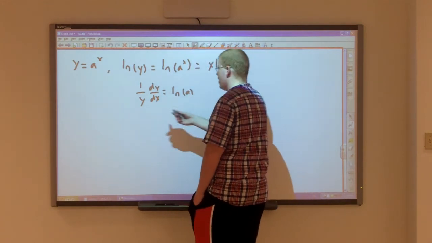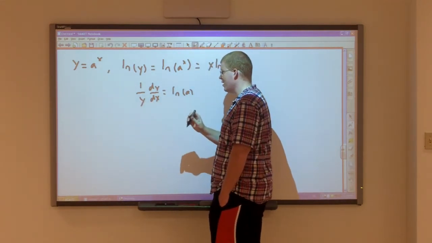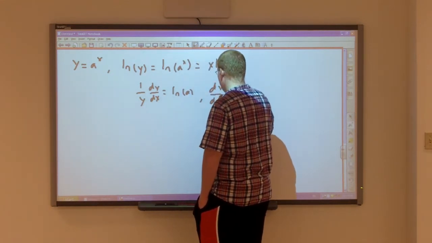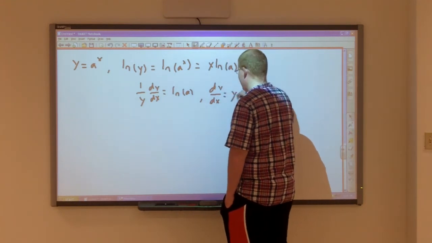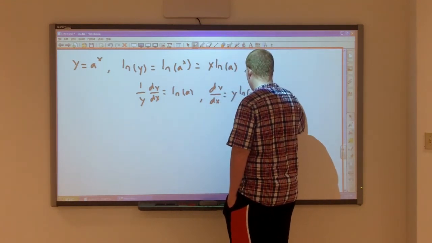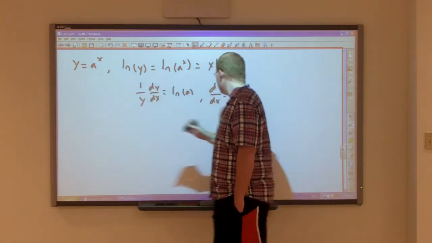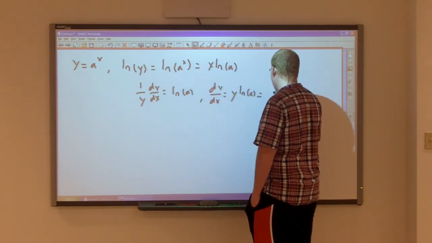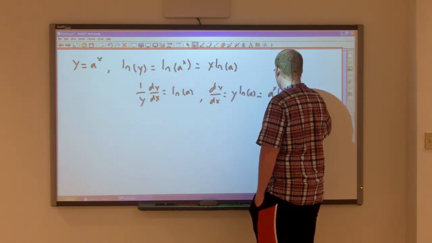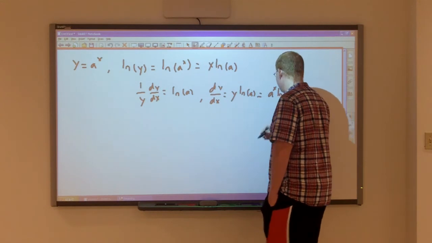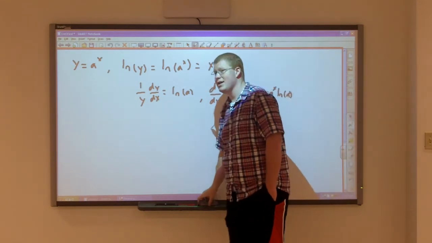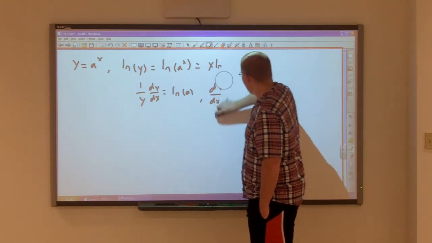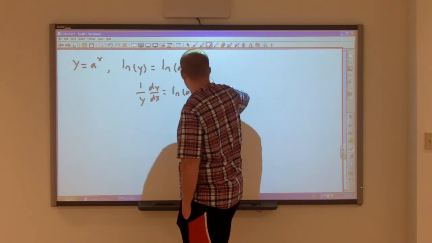Then we can multiply both sides by y, and we get that the derivative is equal to y natural log of a. Now y is equal to a to the x, so what we finally get is that the derivative of a to the x is a to the x natural log of a. So that's what the derivative of a to the x is. Now that we know all these facts, we can go on and solve more difficult ones.